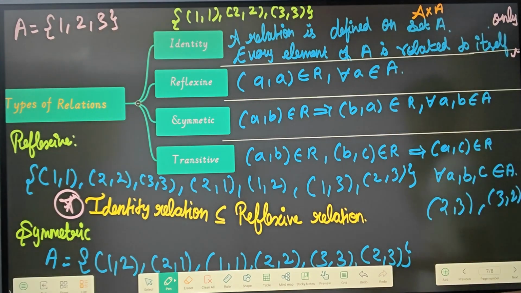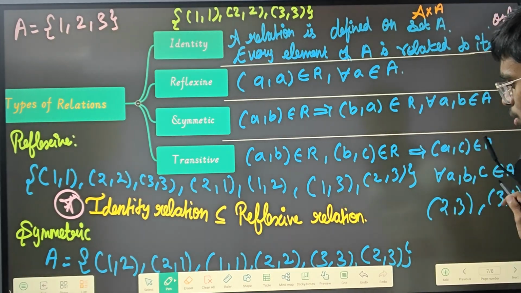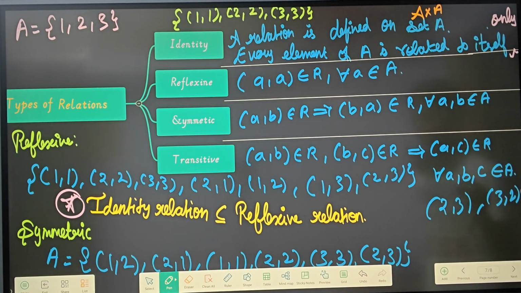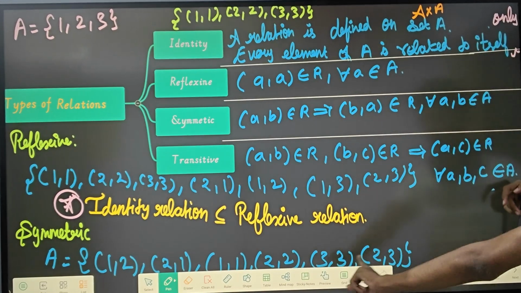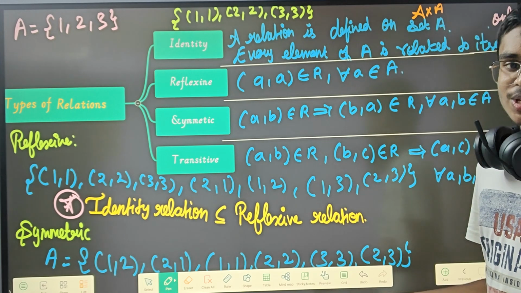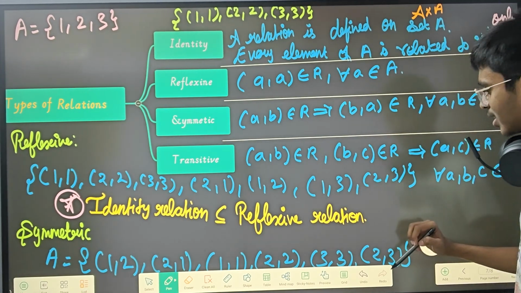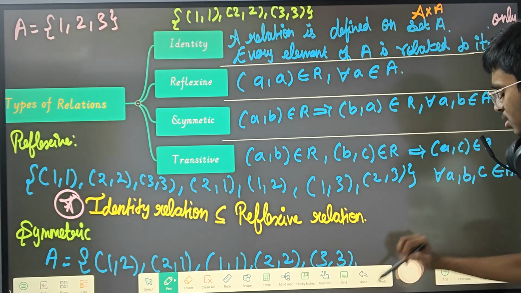So then it should be there. This is what symmetric is. But see, 3 comma 2 is not there. So the inverse ordered pair is not there, so you should not conclude this. Then this is not a symmetric relation. This should be there, as I said.